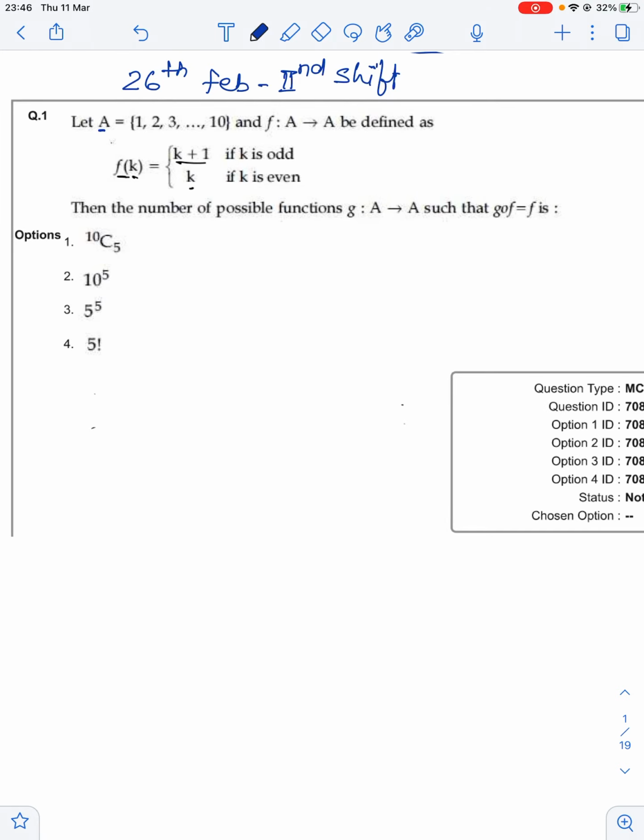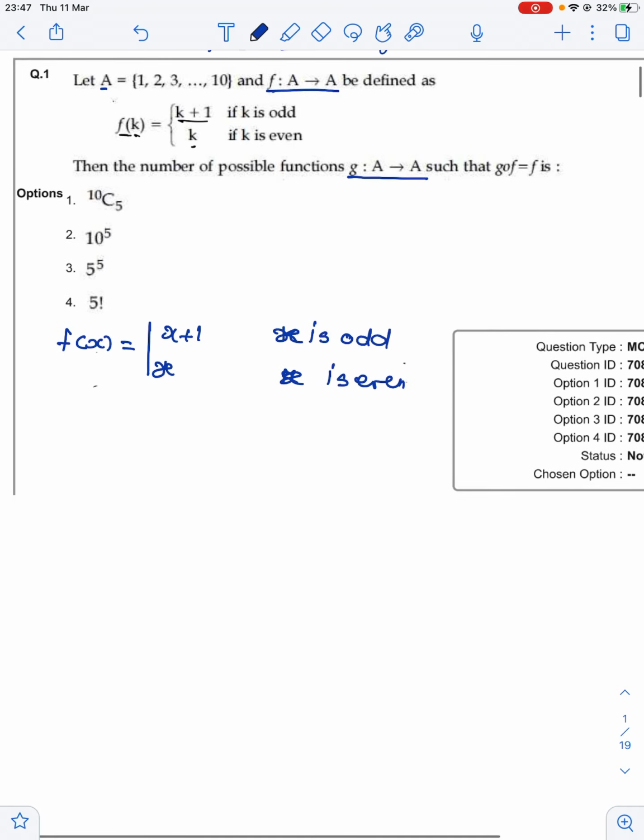There is a set A given by the elements from 1 to 10: 1, 2, 3 up to 10. A function f is defined from A to A and another function g is also defined from A to A. Now f(x) is given as x plus 1 if x is odd, and x if x is even. So this is the given definition.